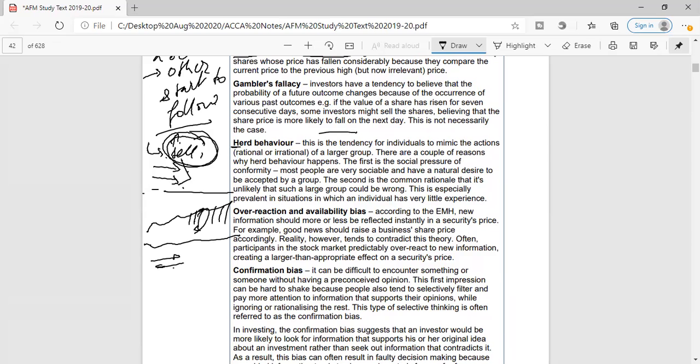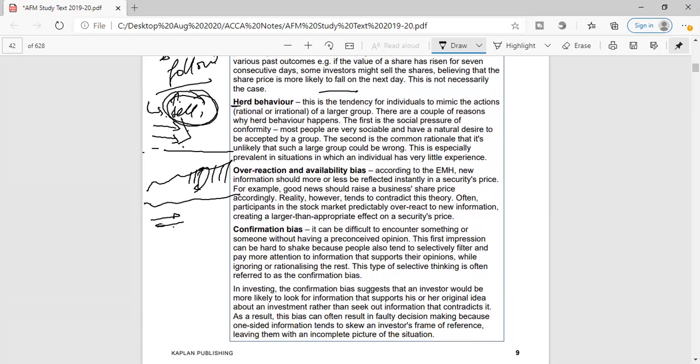So that's gambler's fallacy. Herd behavior: people will just follow the herd. If the market is going up or the share price is going up for a share, they will not look at the fundamentals. They will just start buying. That is herd behavior. Overreaction and availability bias.